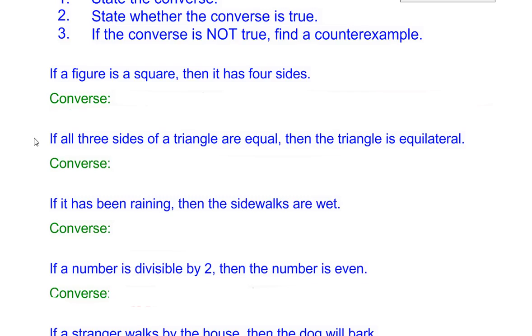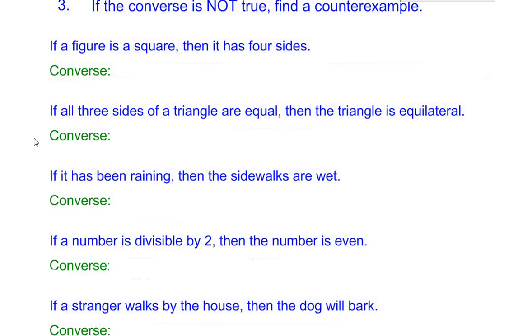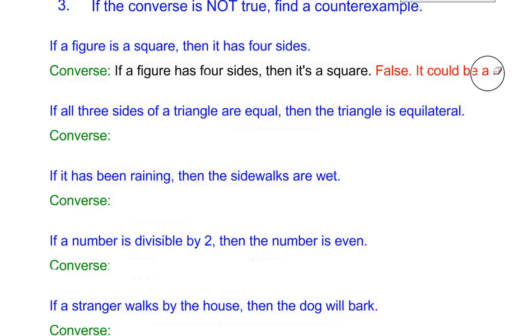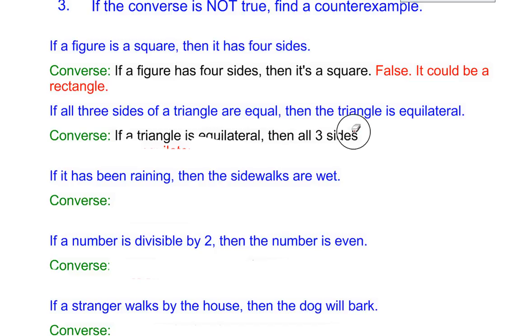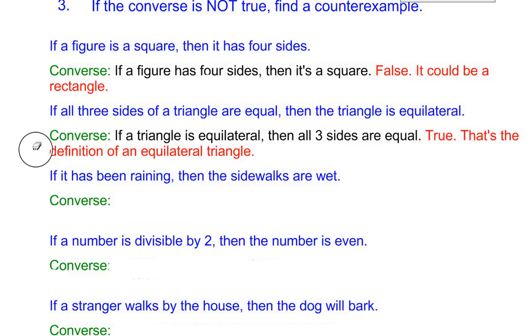Okay, so the first one: if a figure is a square, then it has 4 sides. The converse is going to be, if a figure has 4 sides, then it's a square. And the answer is false, because it can be a rectangle. The next one: if all 3 sides of a triangle are equal, then the triangle is a quadrilateral. Let's take the converse. If the triangle is a quadrilateral, then all 3 sides are equal. And that is true because the definition of an equilateral triangle is a triangle where all 3 sides are congruent.